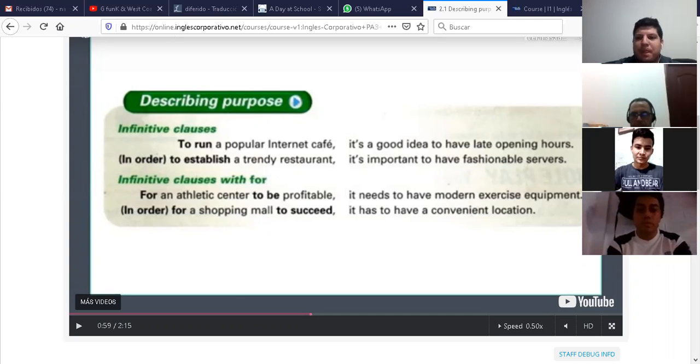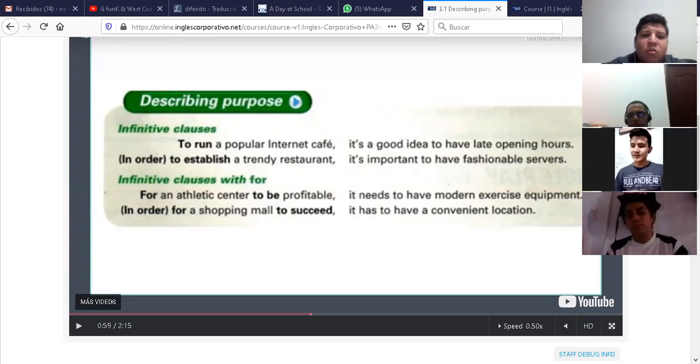For example, to understand statistics, it's important to be good at math. Nice. Give me a second. Statistics, comma, it's important to be good at math. Math. Nice. Good. I like this example. Good example. Okay. And one more.